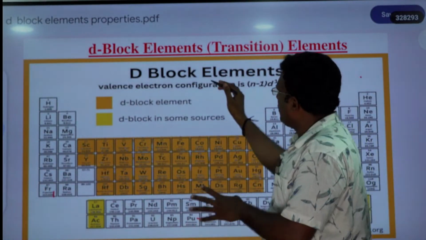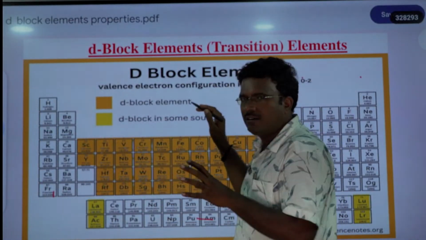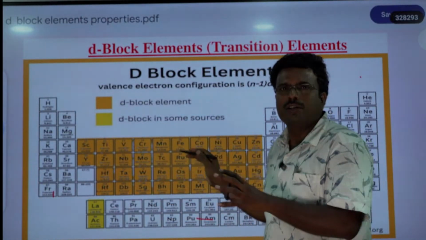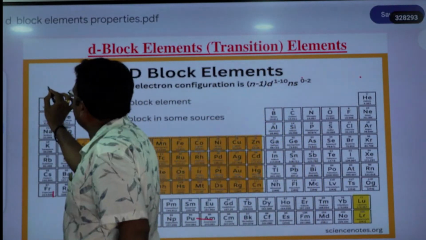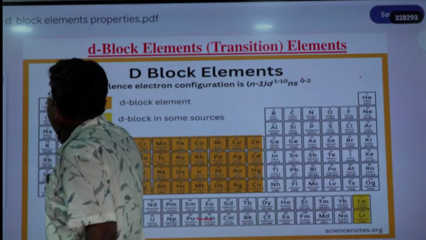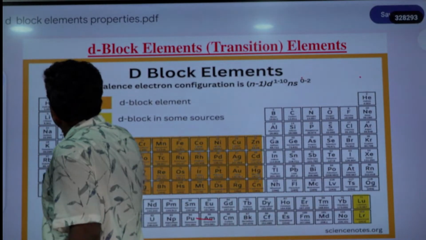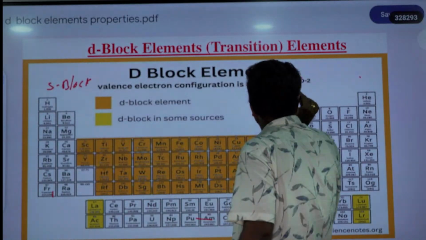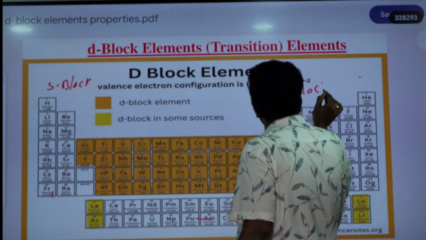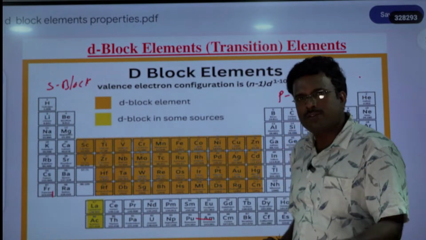D block elements are also called transition elements because these elements are present between the S block and the P block. That's why the name is called transition elements. Right? So very, very important.